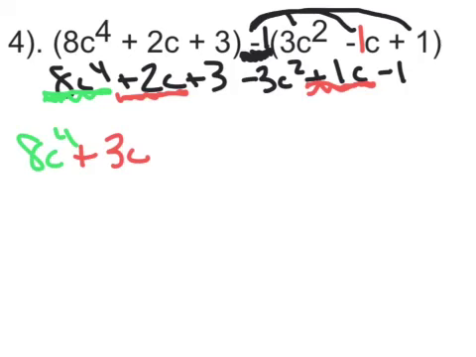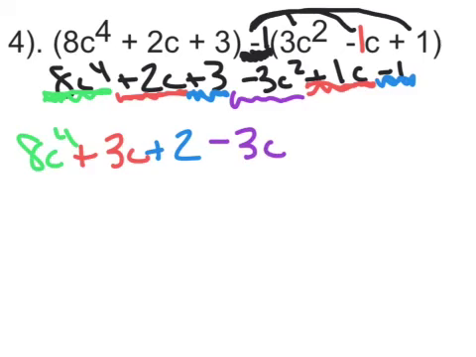Then we'll go to our next term, which is positive 3. So a plain number, a constant, and we have one of those at the end. So positive 3 minus 1, so 3 minus 1 is 2. And since that's positive 2, we'll put a plus sign there. And then our next term, we have a negative 3c squared, and that's the only thing left. So we'll just bring that down, negative 3c squared.